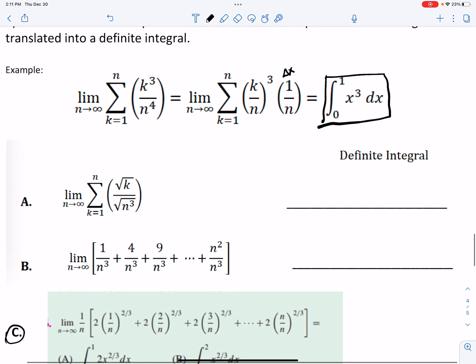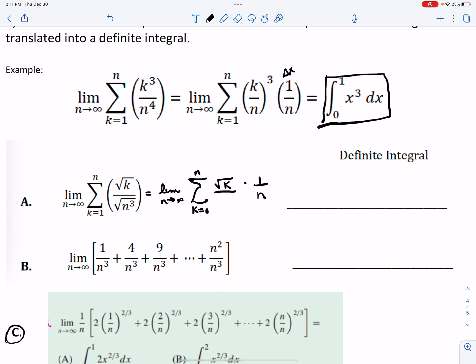So let's do a together and see how we could rewrite that as a definite integral. So let's factor out a 1 over n. If we factor out a 1 over n like we did above, that would be the first thing I'd factor out. I'd leave the square root of k there, but to get n to the 3 halves, if we multiply by n to the 2 halves, I need to multiply by n to the 1 half. So this is the square root of n.